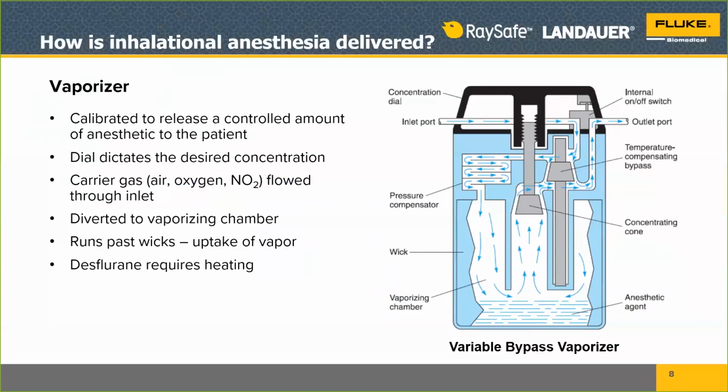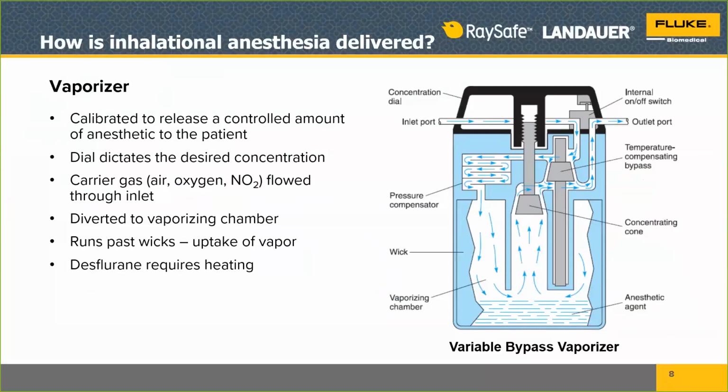And the way it's going to administer that to the patient is you're going to have carrier gas that comes in through the inlet port, and part of that is diverted into the vaporizer. And when it goes into the vaporizer, it's going to be sent past a wicking system. And what this wicking system does is picks up the anesthetic agent and allows it to get transferred into the gas mixture. Then this gas mixture will travel all the way back to the outlet port, where it gets mixed back in with the fresh gas flow, and that's what's going to be carried on to the patient.